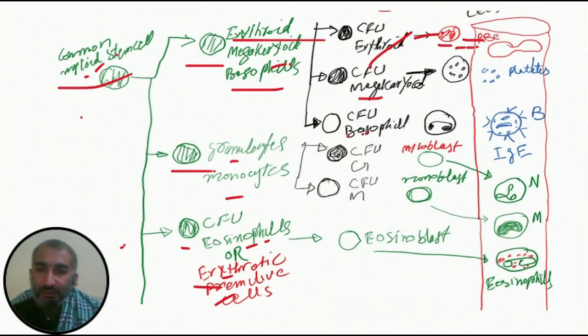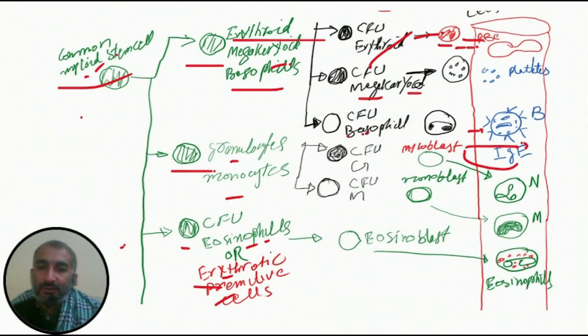The second is megakaryocyte or megakaryoblast. In the blood, megakaryocytes give rise to platelets. And third is basophil. When basophils come into the blood, they are like mast cells. They have a receptor for IgE. That's very important.